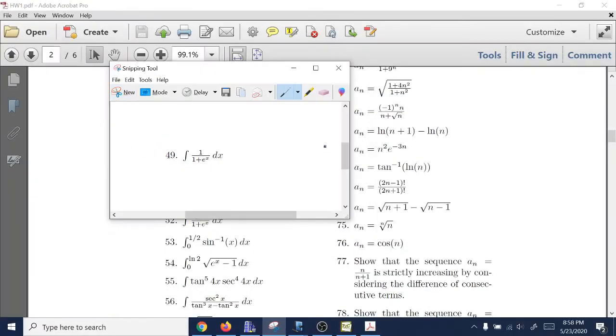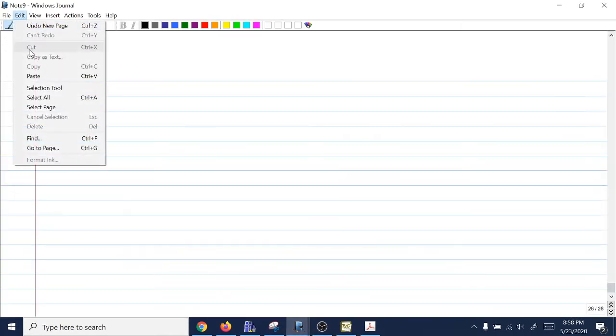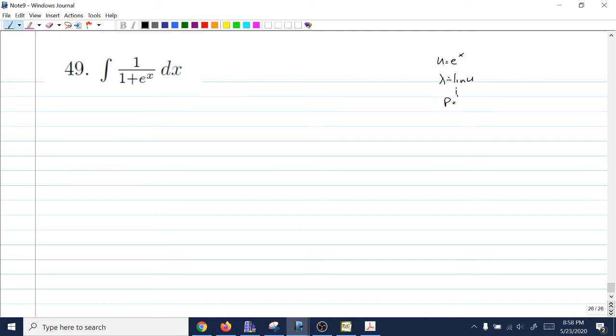1 over 1 plus e to the x. I love this integral. There's so many ways to do it. The most obvious, if I do the substitution u equals e to the x, x equals natural log u, you end up with something that you can do a little partial fraction on. That works. I like adding e to the x and subtracting e to the x. Kind of does the partial fraction from here.